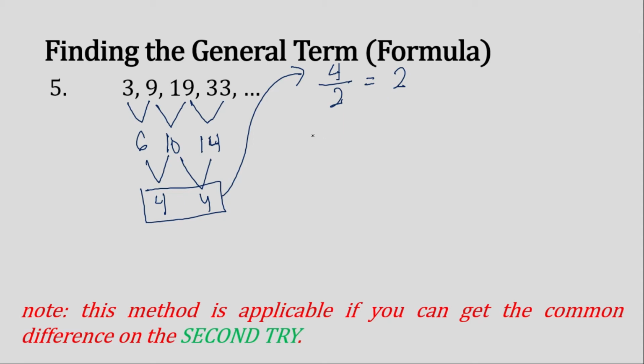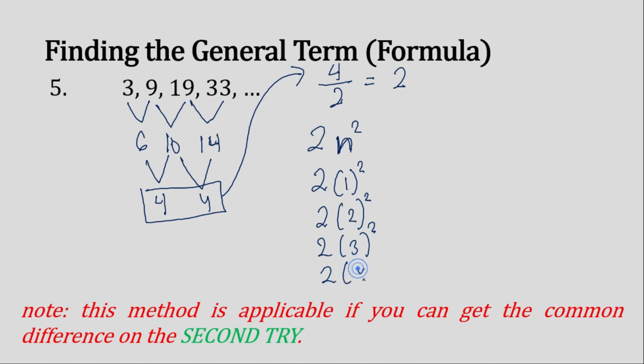Now we need to put this 2 beside n squared. Again, if we get the common difference on the second try, we always use n squared. Unlike a while ago, we only use n because we got the common difference on our first try. Okay, now let's check if this is correct. So 2 multiplied by 1 squared, then 2 multiplied by 2 squared, then 2 multiplied by 3 squared, then 2 multiplied by 4 squared.